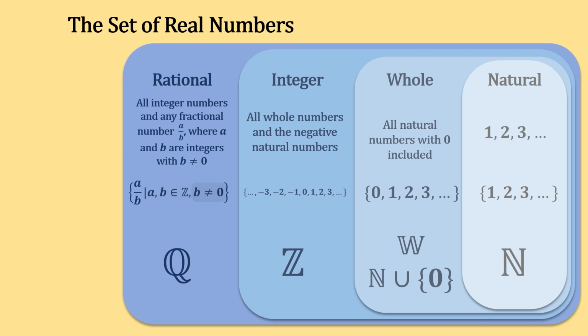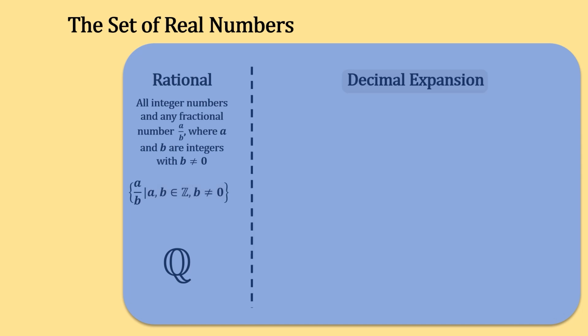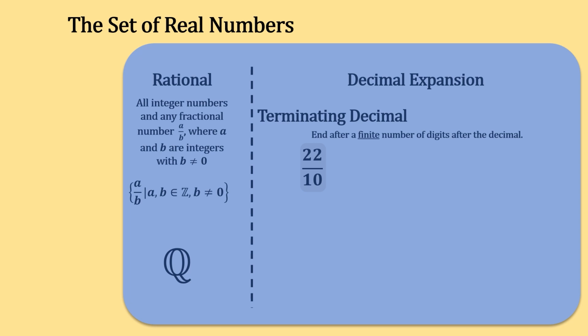Writing out a rational number as a decimal, they either have a terminating decimal, which ends after a finite number of digits. This includes numbers like 22 divided by 10, which is equal to 2.2, where the decimal ends, or say 333 divided by 100, which is equal to 3.33, where the decimal ends as well.